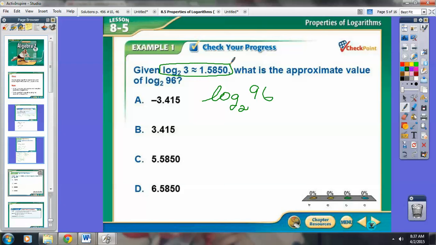All right, so let's try a different route. Can I take 3 times something to give me 96? Yeah. 3 times what? 32. So 3 times 32. So I use my 3. The other thing I might try to use is 2. Does 2 to some power give me 32? 2 to the 5th power, right? So let's replace 32 with 2 to the 5th.